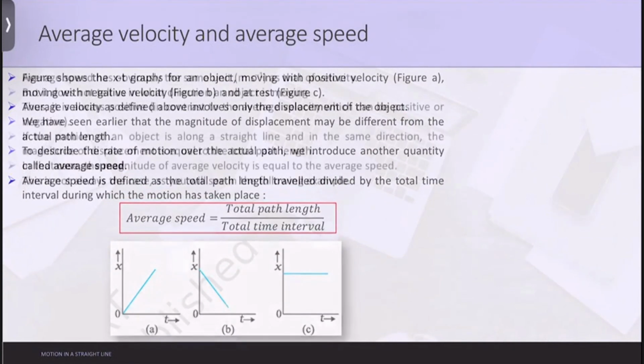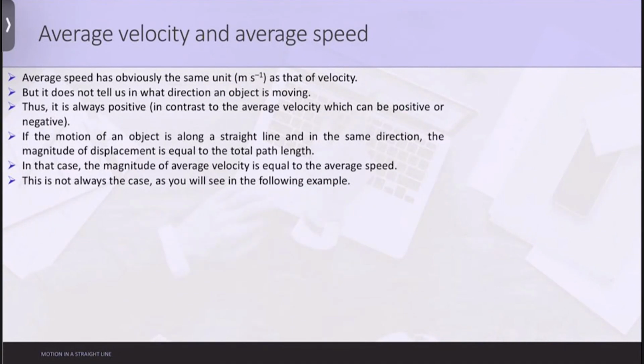Let's move on. Average speed obviously has the same unit as that of velocity. Why? Because it is path upon time. Path is measured in, let's say, meters and time is measured in seconds. Therefore, the unit here will also be meter per second. But please remember that average speed is a different concept from average velocity. Next point: it does not tell us in what direction an object is moving. Very important. Why does it not tell?